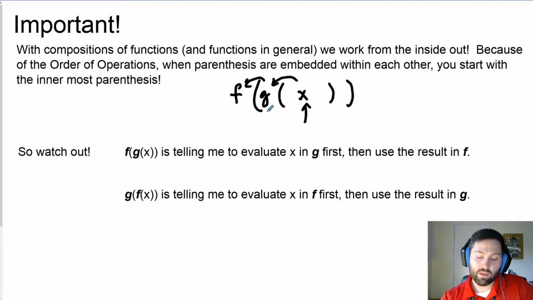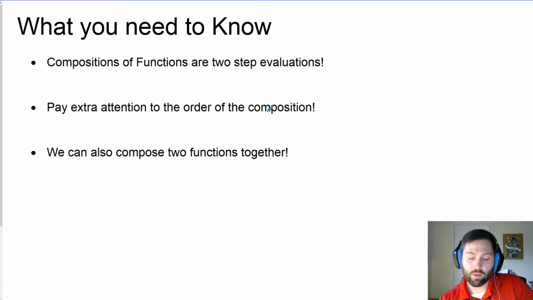So let's see how this works out in a more visual way. I'll get to some examples, but I do need you to know that compositions of functions are two-step evaluations. So you need to remember your evaluation rules. Remember that evaluations were in section 1.3, excuse me, when we were evaluating expressions. You need to pay extra attention to the order of the composition. It's really important that you make sure you have g of x or f of x in the correct order. And then you also need to know that we can compose two functions together. More on that later. Right now I want to show you some examples of composing two evaluations together.